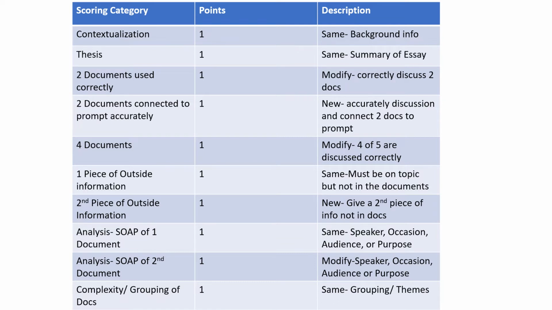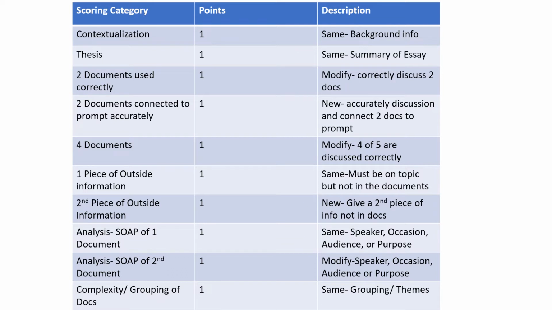So the modification is kind of 2 things. You get 1 point for 2 documents correct. You get a second point for 4 out of 5. So if 4 out of 5 of your documents are discussed correctly, you get 2 points, basically. 1 point for 2 documents, you get a second point for the other 2 documents. So if you have 4 total, you can get 2. Then that new one where I have new accurately discusses, this is just quality of discussion. So this is something that didn't even exist.